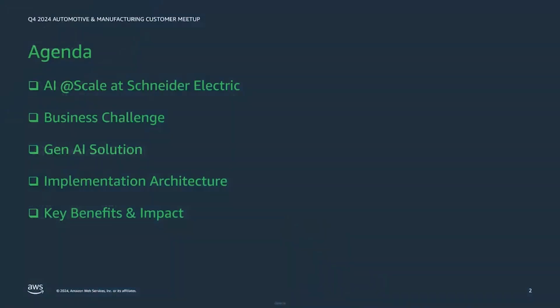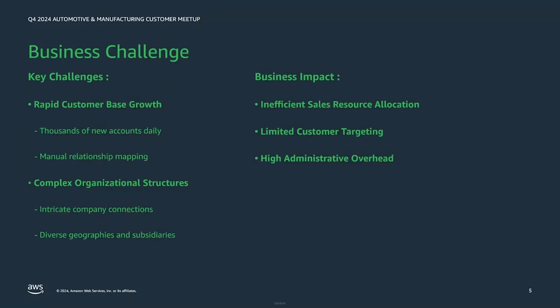Okay, so today we are going to talk about the Gen AI solution that we've implemented for customer account management. We'll slightly touch upon the AI at scale and what we do at Schneider and the responsible AI guidelines that we have. We'll discuss the implementation architecture and the major part, which is what benefit and impact it has. What was the business challenge that we were trying to tackle?